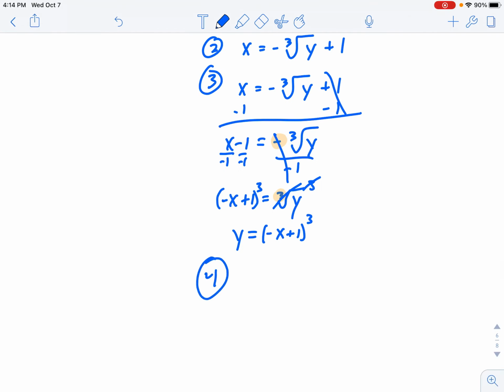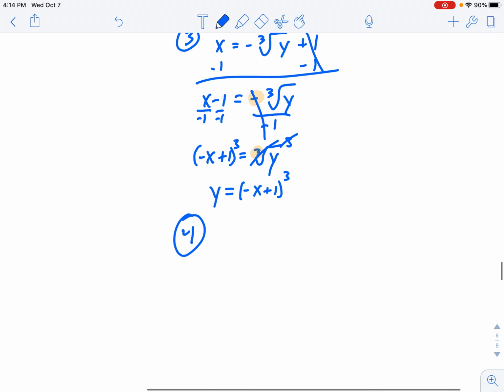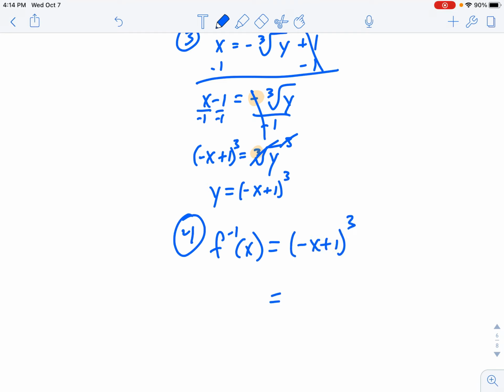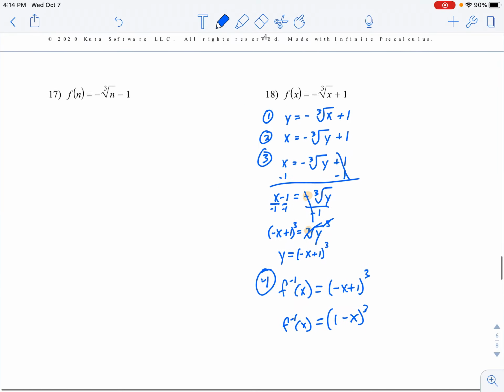Step 4, this was f of x, so our final answer is going to be f inverse of x equals negative x plus 1 cubed, or potentially the answer might be 1 minus x cubed. These may be inverted just because something about starting with a negative x, I don't know. Maybe not. One of these two has to be the right answer. Let's check what's the last one? 18.